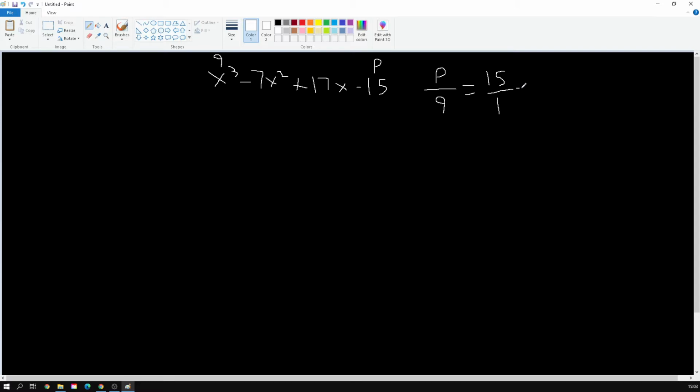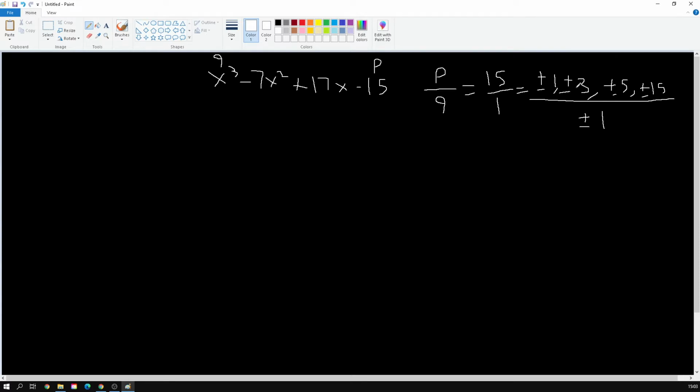So if we write our possibilities down, we will get positive or negative 1. You know, the numbers that go into 15. So then we have positive and negative 3, and positive, negative 5, positive and negative 15. And this is all over positive or negative 1. So now we have our possibilities.